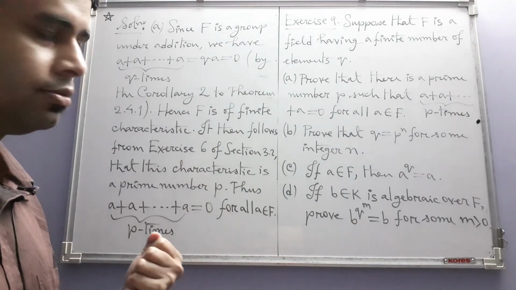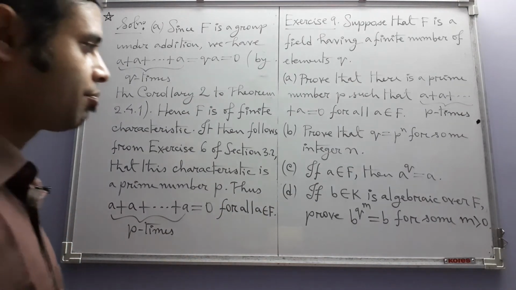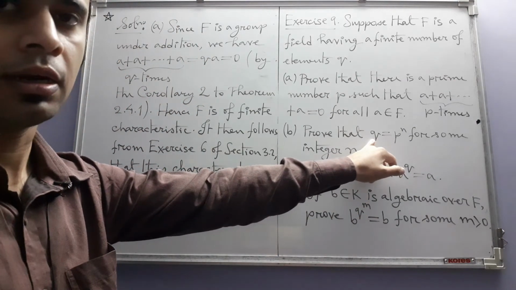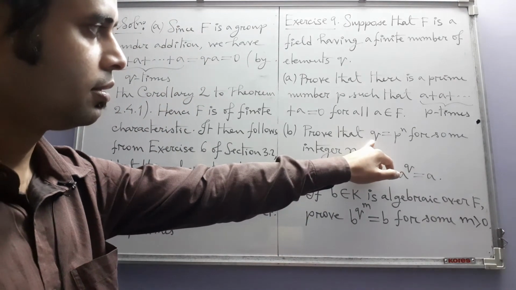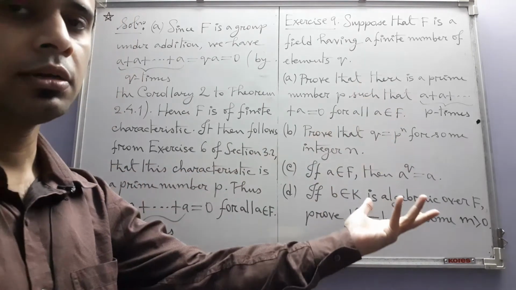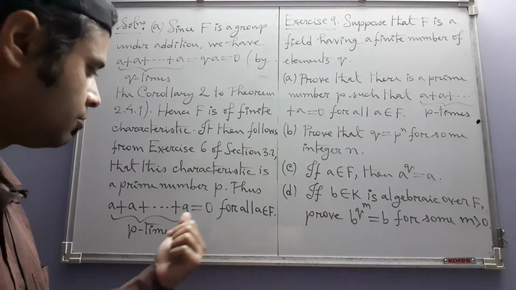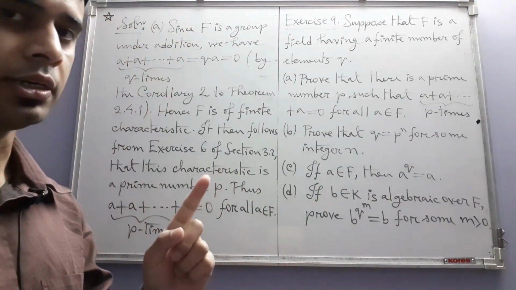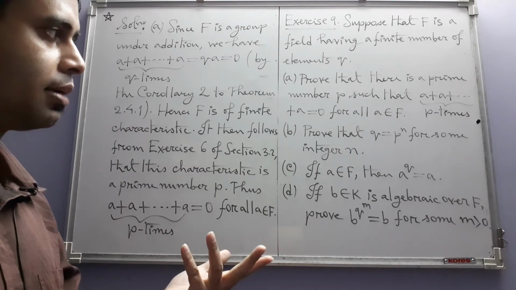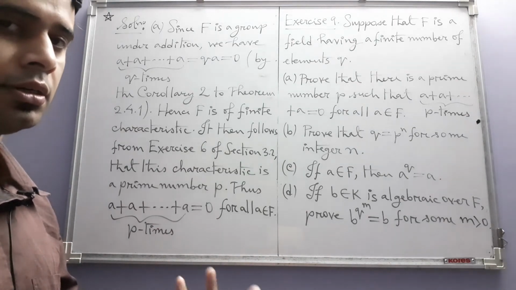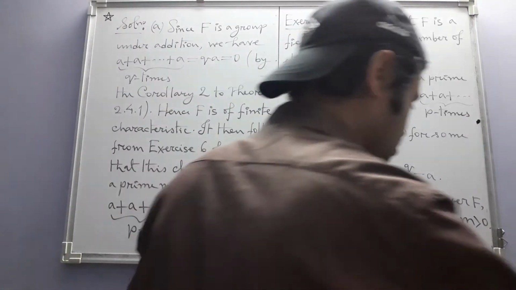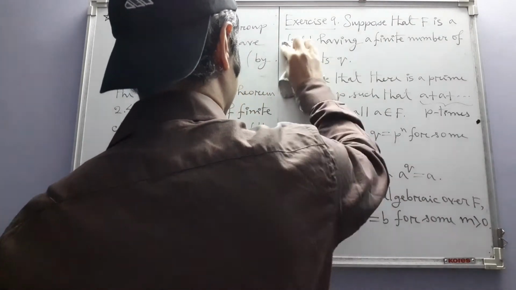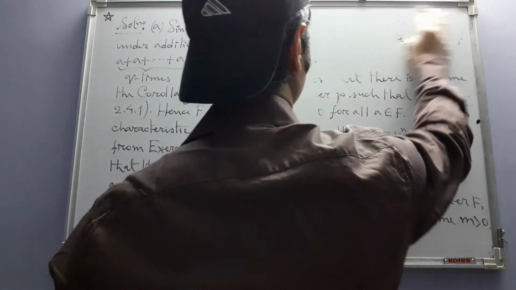Okay, then in part B we have to prove that this number q, which is the number of elements in the field, must be an integral power of p. That is, q must be a number which has only one prime factor, that is p. It cannot have any other prime factor than p. So to prove part B, we will suppose just that there is some other prime factor.